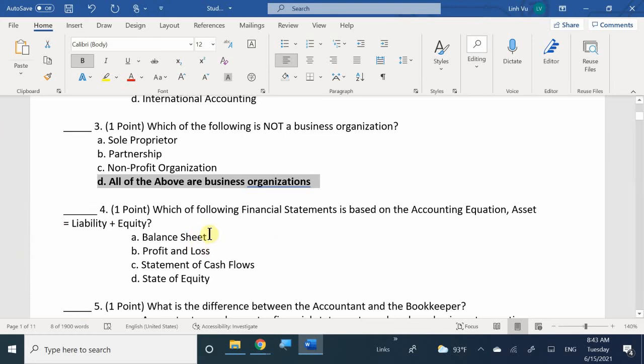Okay, so profit and loss. I guess maybe we should go over the PowerPoints again. So profit and loss, right? When we talk about how we determine profitability, right?